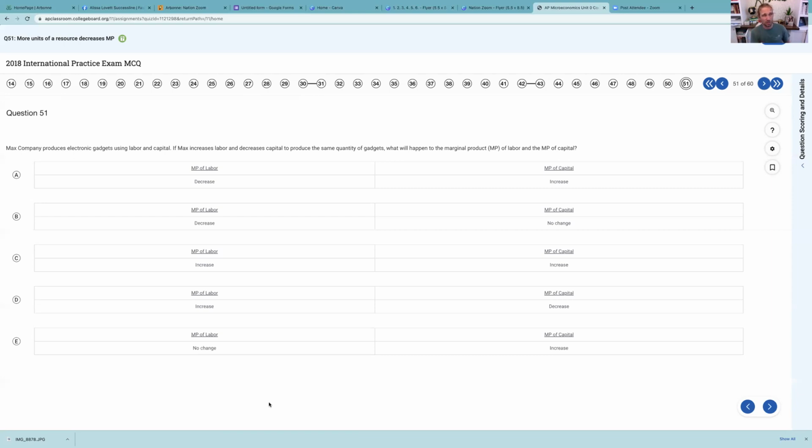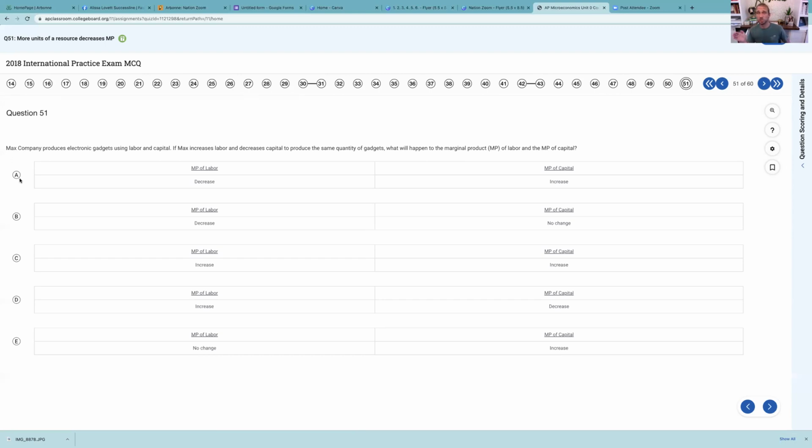It's kind of counterintuitive, but your answer there is A, because if Max is increasing labor, it's the law of diminishing marginal returns. The more you increase labor, the less the additional output of the worker. And the more you decrease labor, so think of the paper chain activity.